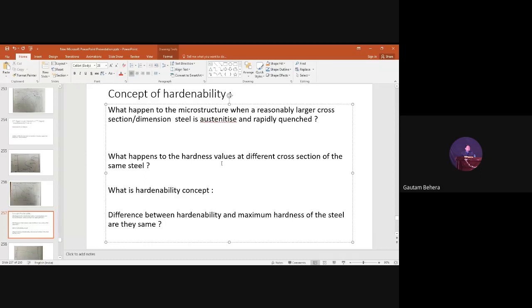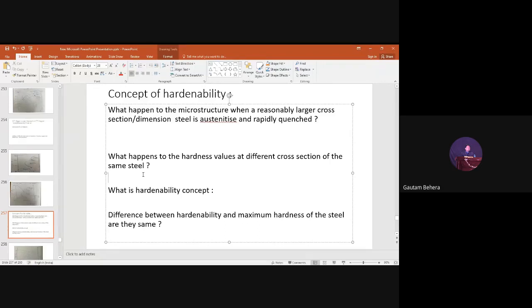So what happened to the hardness value at different cross sections of the same steel? Can you people tell me what happened to the hardness value then? After doing this, what happened to the hardness? The hardness value will change, right? It is a variable hardness. The hardness at the surface will be different to that of hardness at the core or at the center.